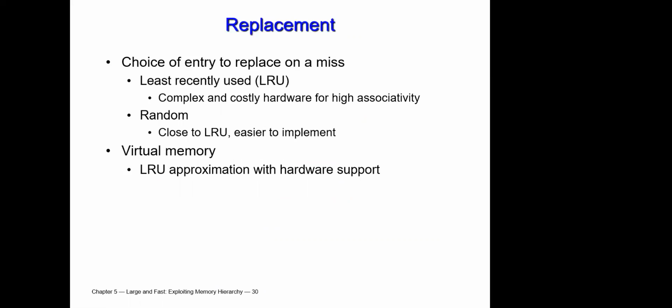The replacement, as we have covered earlier, can use the least recently used mechanism, but unfortunately this is complex and costly in terms of hardware. We have also described something else called random. This is close in performance to LRU, but it's easier to implement. With virtual memory, LRU approximation is used, of course, with hardware support.